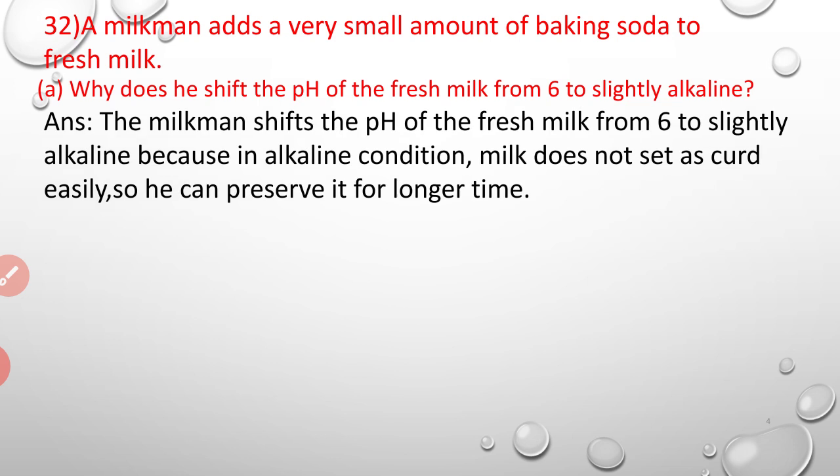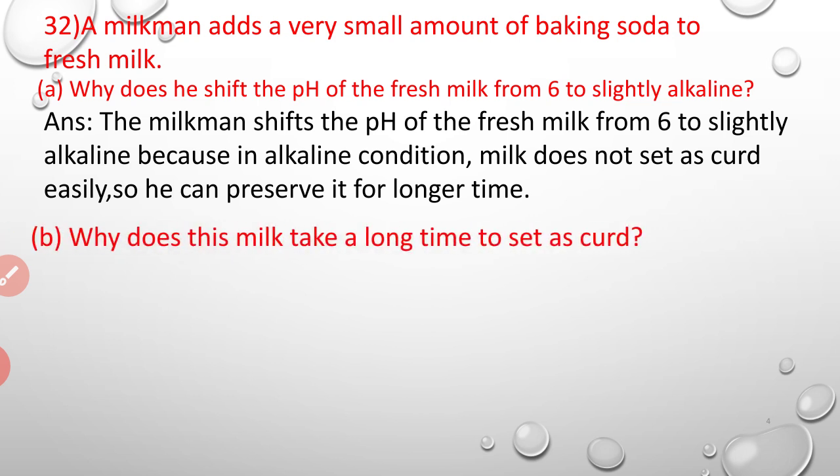Because in alkaline condition, milk does not set as curd easily. So he can preserve it for a longer time. Here what happens is, milk is usually acidic in nature. So when he adds baking soda, that is a base, this base neutralizes the excess acid, and he can preserve the milk for a longer time.